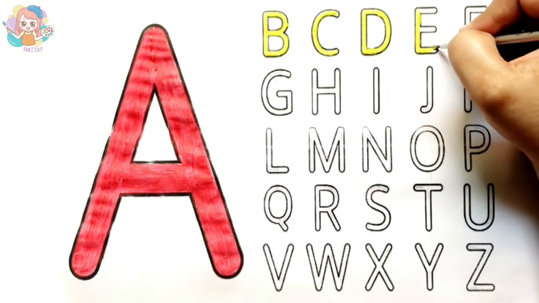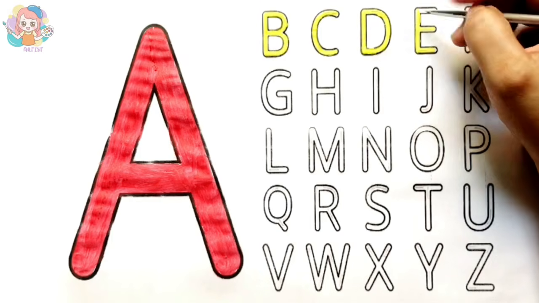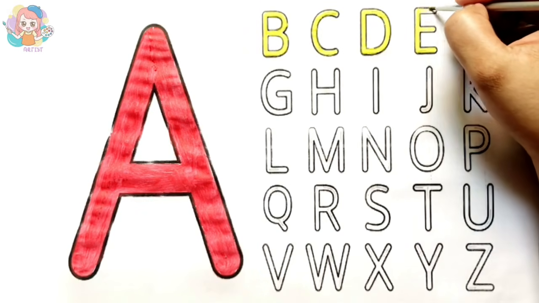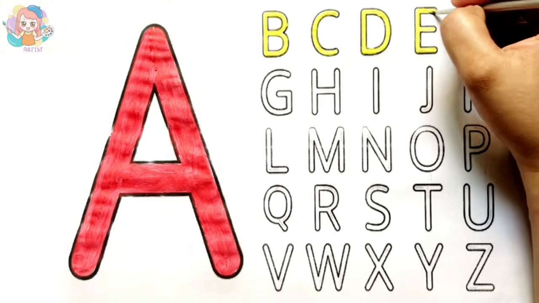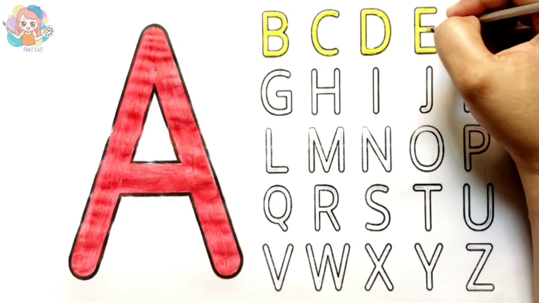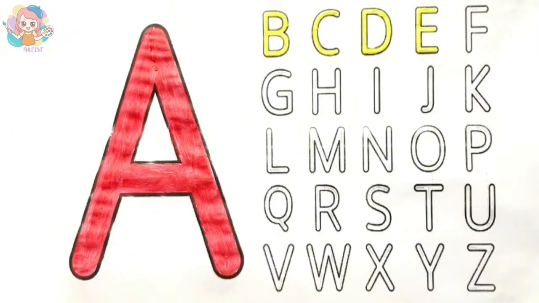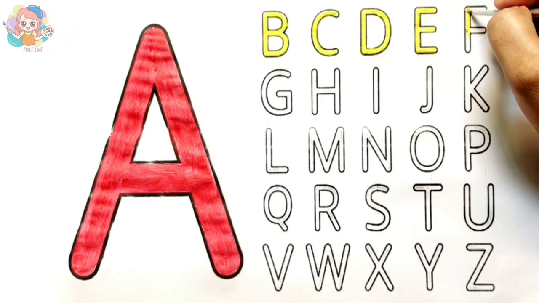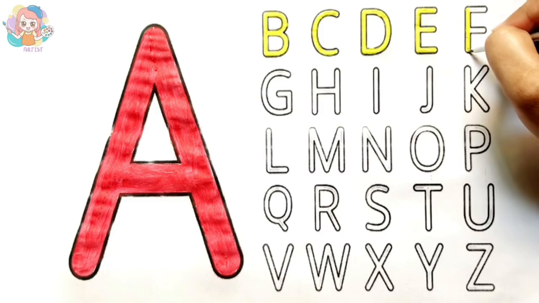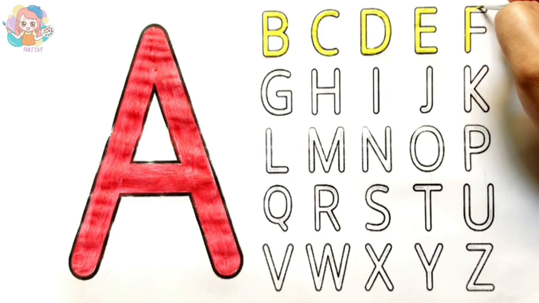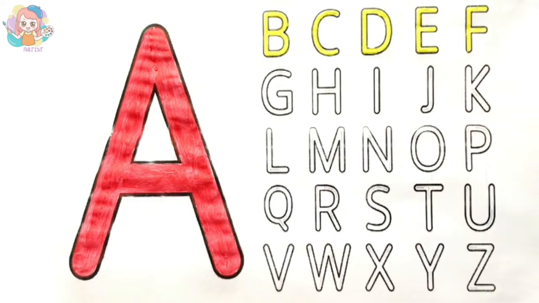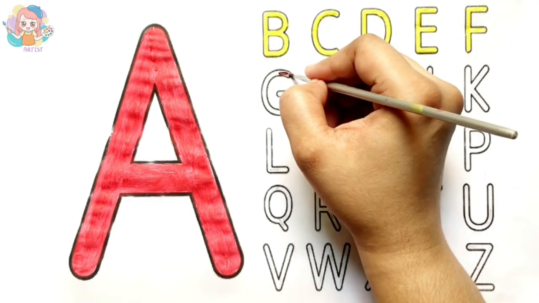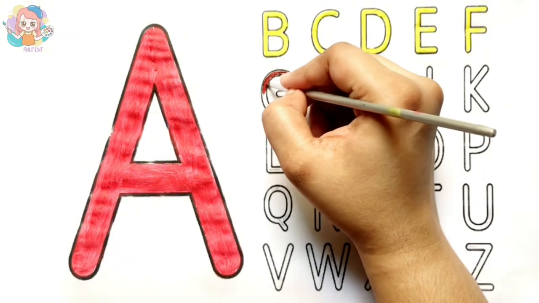E for elephant. F for flower. Brown color. G for grapes.